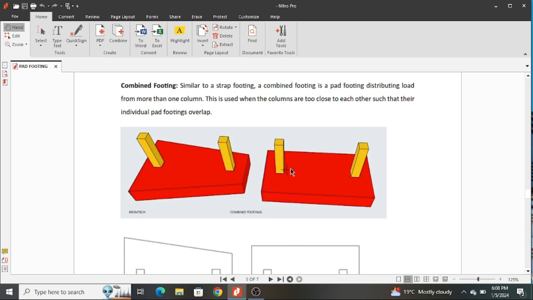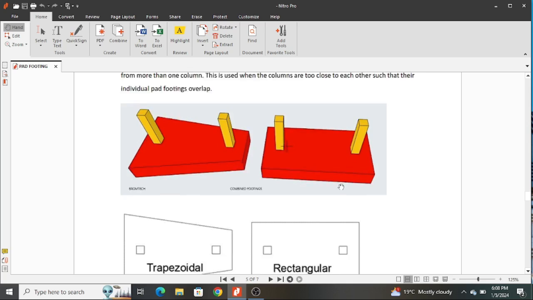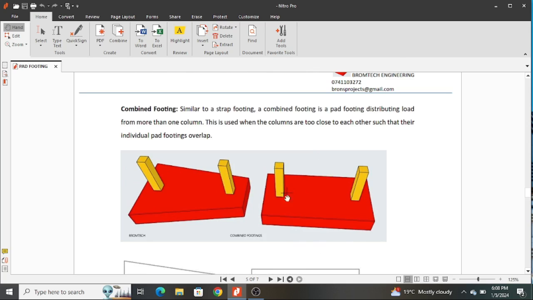And the combined footing can be designed, these are trapezoidal combined footing, and this is a rectangular combined footing. They can be designed depending on the loading, axial loading from the columns. And in this case, this shows that loadings from these columns are relatively uniform. That is where we have a uniform footing.